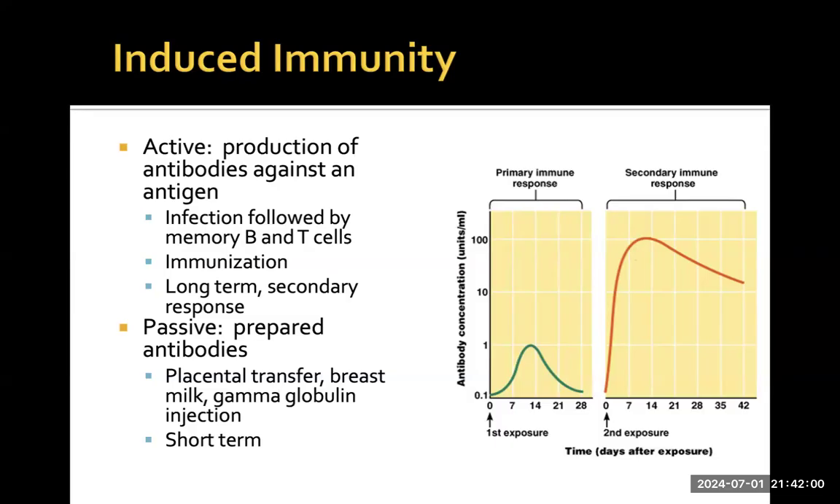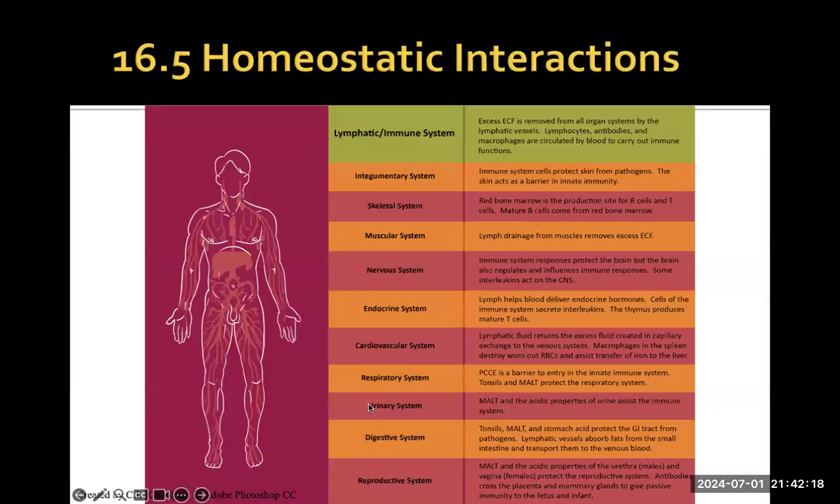This is where you have the prepared antibodies, like you'll have them take place at the placental transfer between mom and the fetus, in breast milk, and then in gamma globulin injections. These ones are going to be more short term. Okay, so that takes us to the end in our clinicals.